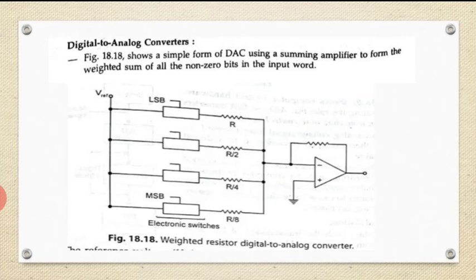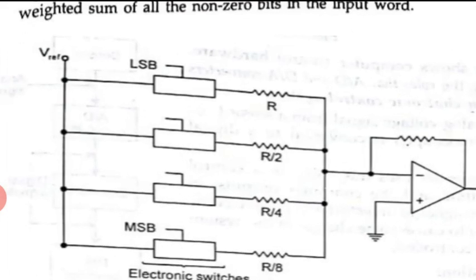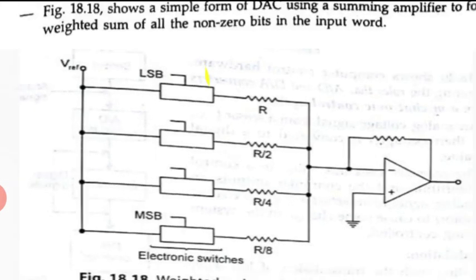Here it is a summing amplifier, so it sums and gives an analog voltage. Such a system is referred to as a weighted resistor network, because the resistors do not have the same value. Here it is weighted with respect to the reference voltage, hence it is called a weighted resistor network.